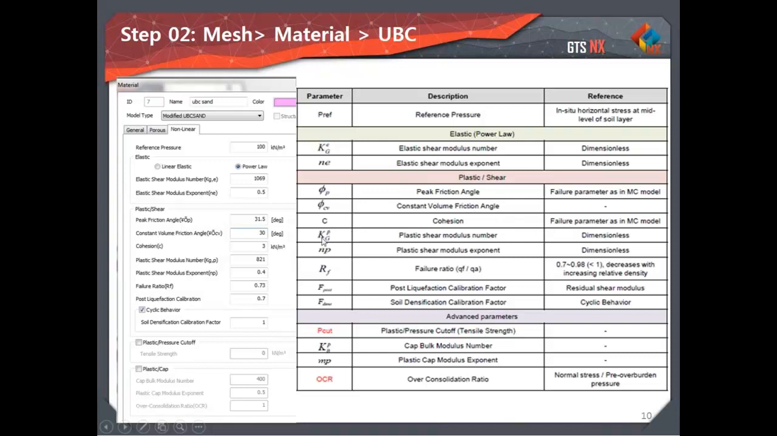And then these will be the ones that control the plastic shear modulus, principally the KGP, and then this is its exponent. And there are a few other parameters like the failure ratio, for which there's a recommended range of values. We have the post-liquefaction calibration factor, which is basically the residual shear modulus. And then we also have the soil densification calibration factor for the cyclic behavior, and then a few of these advanced parameters.